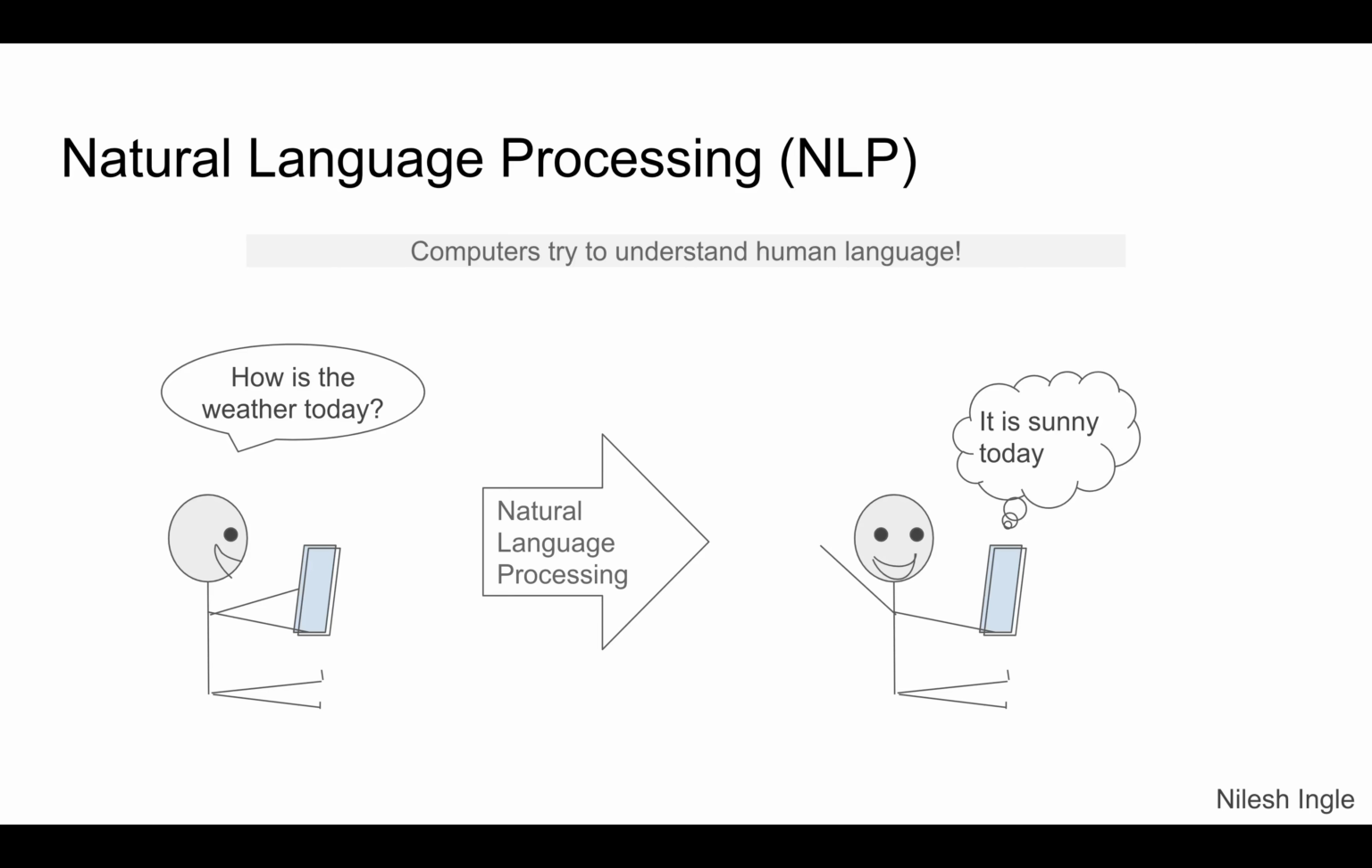And let's say here you get an output that says it is sunny today. So that's an example of natural language processing.